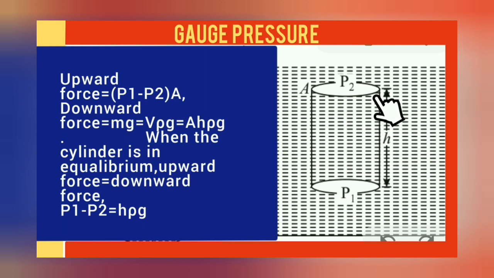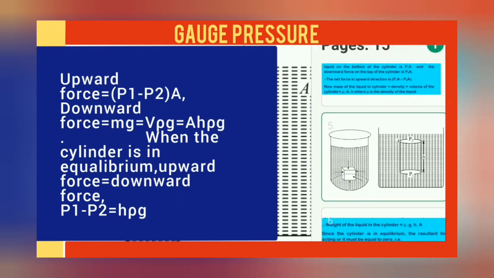Then the weight of the liquid acting downwards is A H rho g. That is equal to the upward force. That means the downward force A H rho g is equal to the upward force (P1 minus P2) times A. Then only the cylinder will be in equilibrium. So when the cylinder is in equilibrium, we can say that (P1 minus P2) A is equal to A H rho g. Then A will be cancelled on both sides. Finally, you will get P1 minus P2 equal to H rho g.